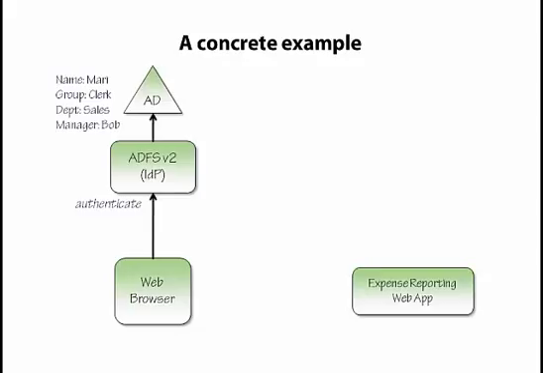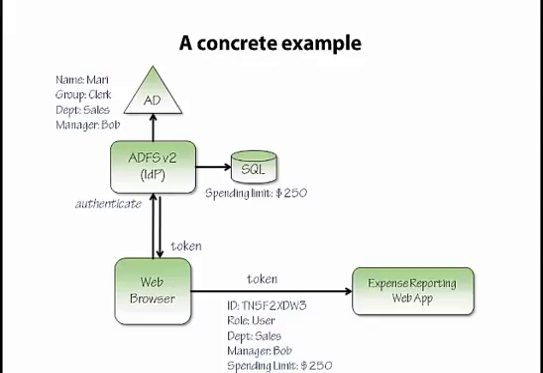ADFS authenticates Marie and pulls the relevant attributes from the Active Directory. ADFS knows how to do transformation via rules, like transform a group in AD, clerk, into a role, user. In this example, ADFS also queries a SQL Server for a spending limit and receives $250 as a limit. The claims are collected into a signed security token, and the user then presents this token to the application. As you can see, it is now transformed and enriched with a spending limit.